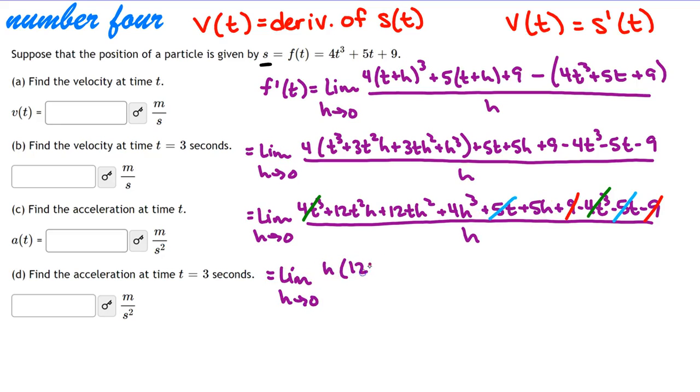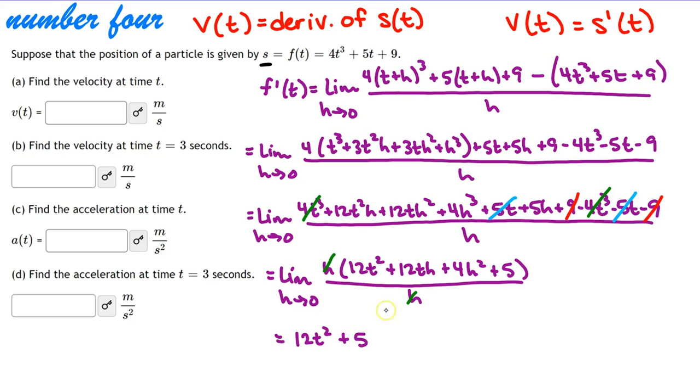h times the quantity 12t squared plus 12th plus 4h squared plus 5, all over h. Cancel that h from the top and the bottom. And now it's time to plug in 0 for h. So we get 12t squared plus 0, 0, 5. 12t squared plus 5. Okay, so that's the derivative of position, so that's velocity. V of t is 12t squared plus 5 meters per second.